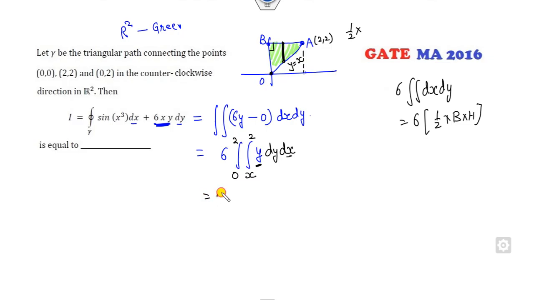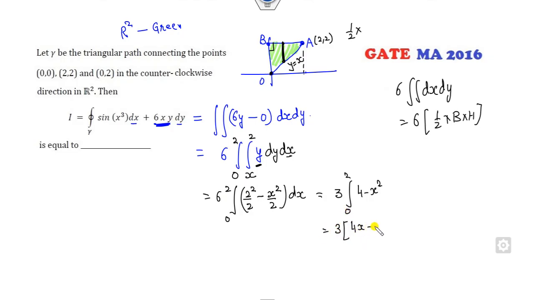Now you can simplify it. What is the right answer of this? Integration of y square by 2, so y square over 2. Fine. Now I can take 2 as a common, and it will be cancelled out. Integration of 4 minus x square. So what is the answer of this? It's 4x minus x cube over 3.